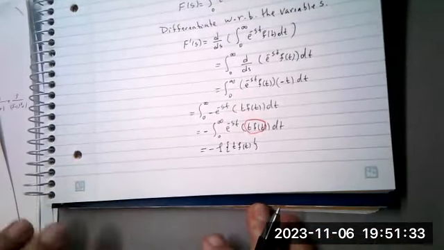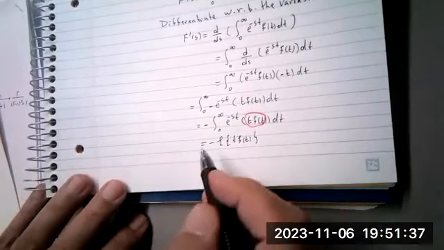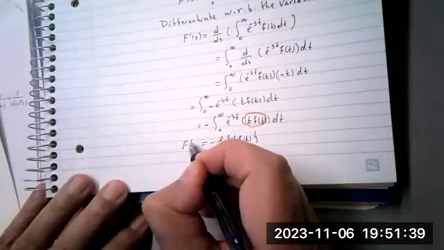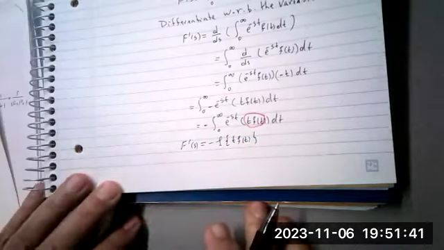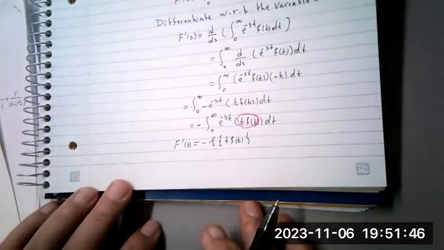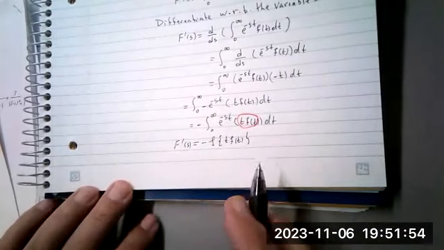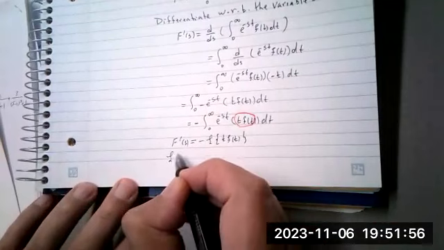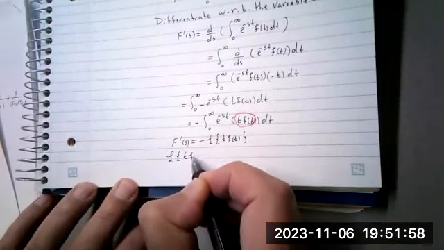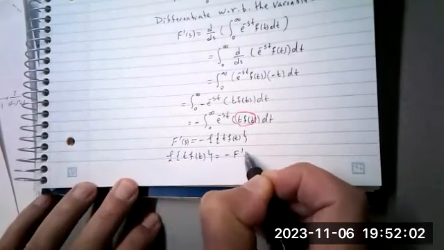So that gives a nice result. The result is going to be what? Remember, we start with the F prime of s. That's F prime of s equal to the negative Laplace of t f of t. To get this, you can put the negative to the other side, and you have a formula. Laplace of t f of t is simply negative F prime of s.